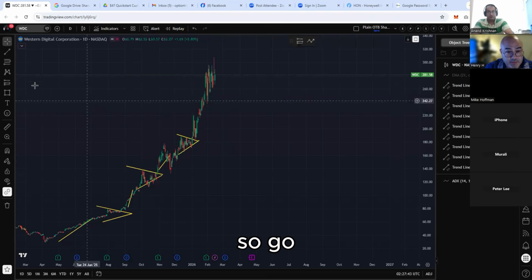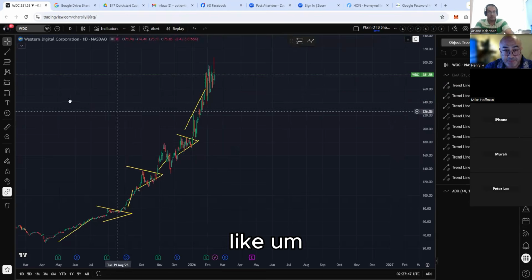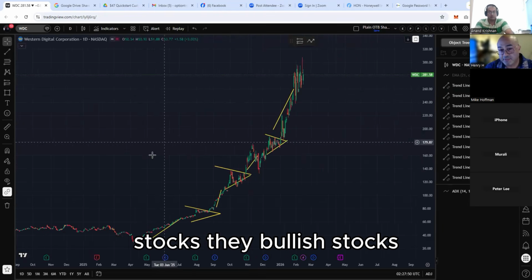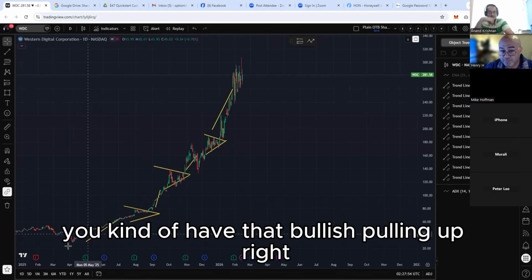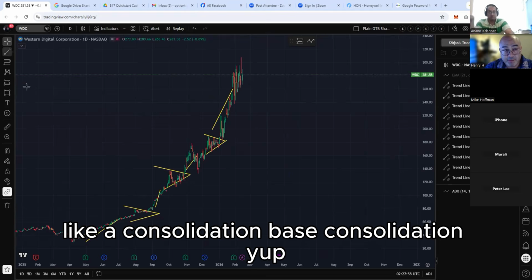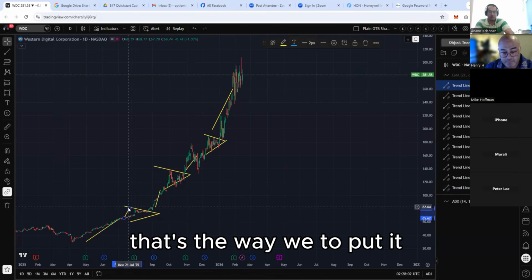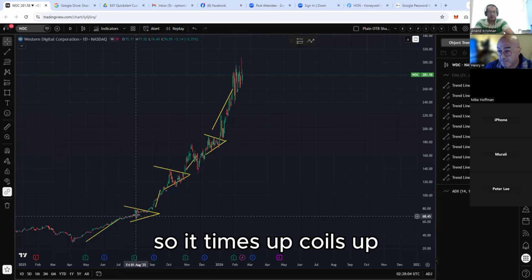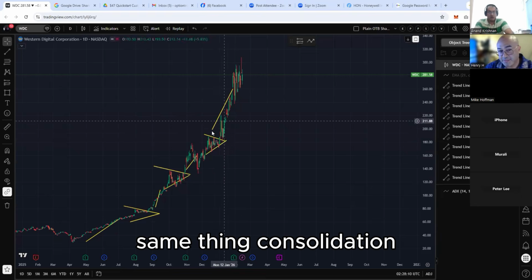Going back to the beginning of the stock market, bullish stocks all move in the same kind of pattern. You kind of have that bullish pulling up, and then you have this flag, a coiling, a base consolidation. So it tightens up, coils up, makes another leg up, and does this consolidation, coils up, same thing, consolidation. Now you have to run up.